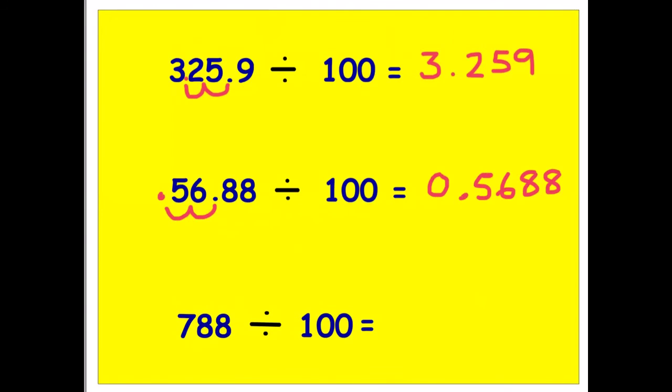And our last question is just simply 788.0000. We're moving that decimal point twice left, once, twice, so it finishes between the 7 and the 8. 7.88 is our answer.